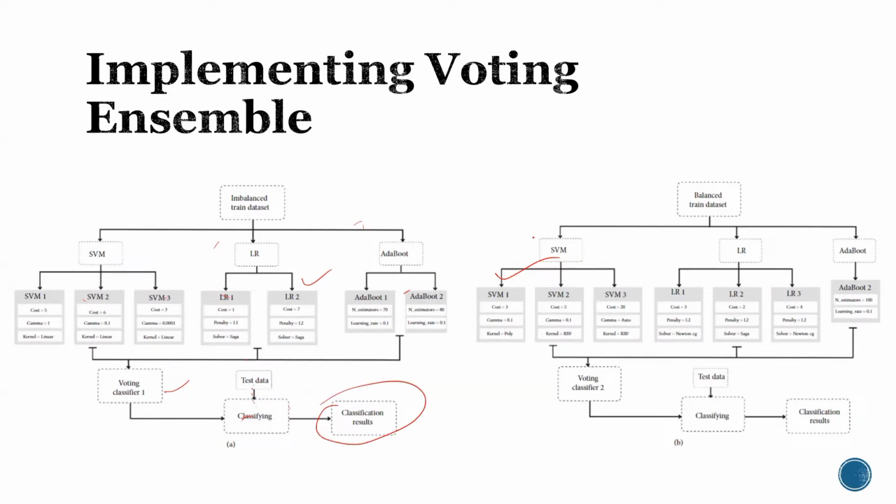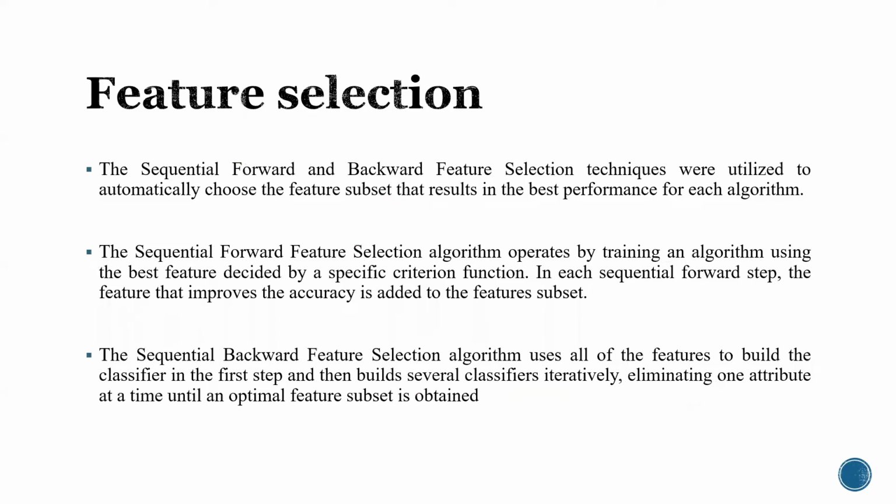So these were all implemented both for the data that's not balanced and for the balanced data. Now, also for feature selection, the sequential forward and backward feature selection was carried out. It started by using all the features to build the classifier in the first step and then built several classifiers iteratively, eliminating one attribute at a time until an optimal feature subset is obtained. So this is a form of trying to exhaustively look for the combination of features that can work on a particular problem.